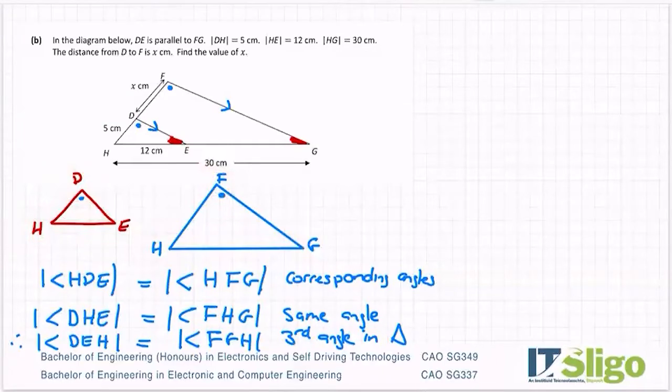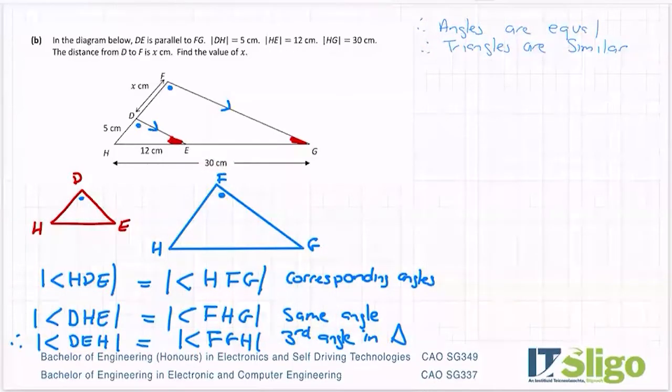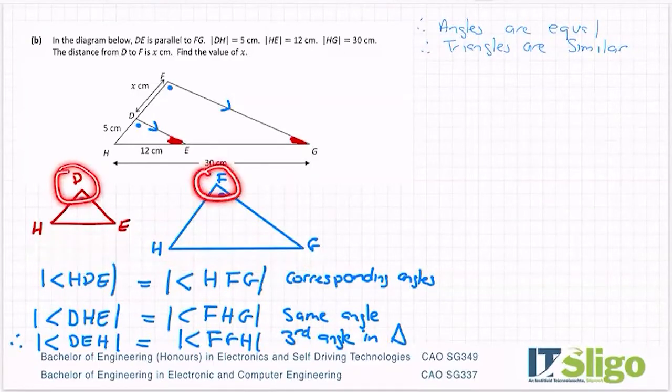Okay, so I have now shown that the angles in the triangles are equal. So therefore angles are equal. Therefore triangles are similar. And again, there's a theorem on your course for similar triangles, and it tells you that the sides are in proportion. So in other words, when you have your two triangles lined up so that the matching angles are in the same position.